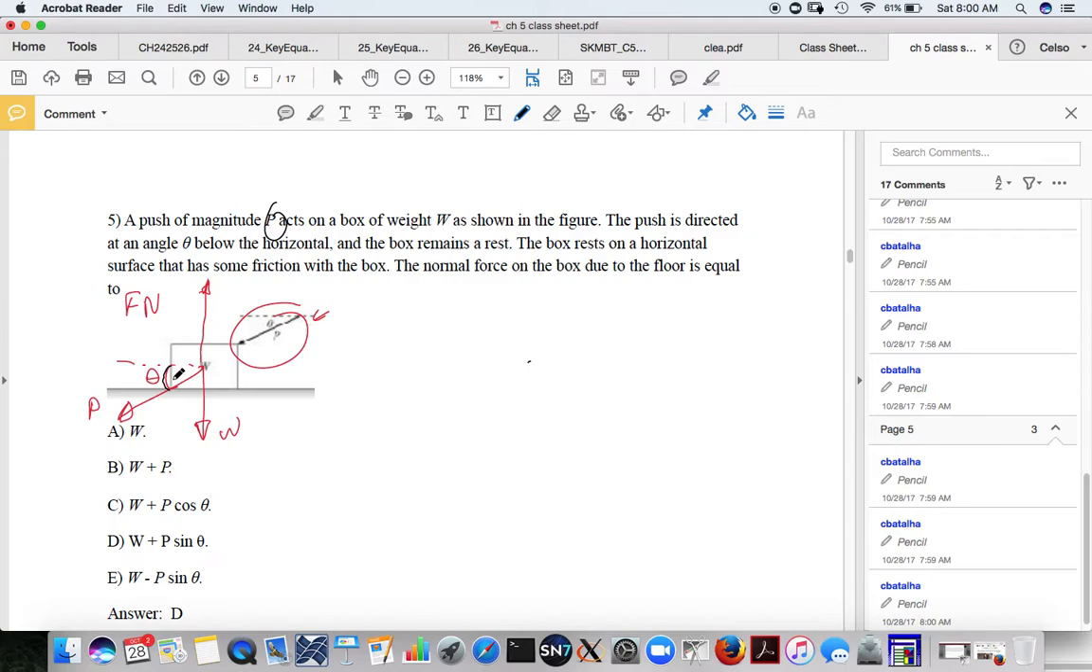So if the box remains at rest, it has to have a friction, right? Which means there is a friction like this, and it has to be static. The reason is the block is not moving, it rests. The normal force on the box due to the floor is equal to what? Okay, let's figure it out.